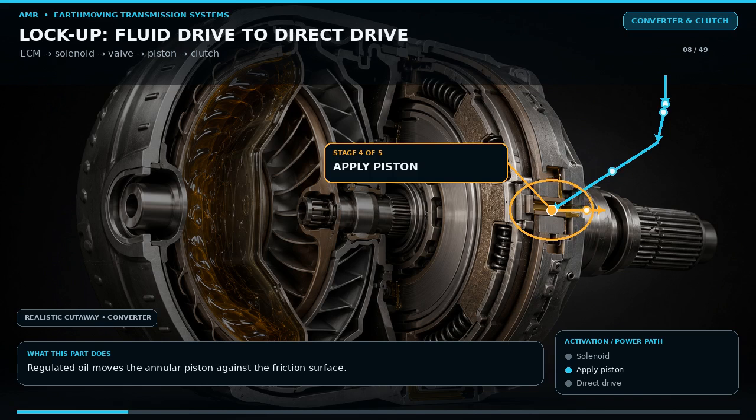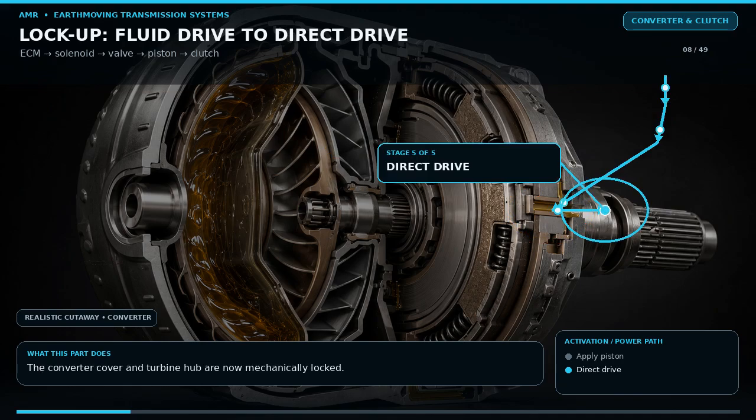During a shift, heavy lug, braking event, or low speed, the controller releases or modulates the clutch so the converter can cushion torque again. If lockup never applies, the machine may feel weak or hot at travel speed. If it stays applied at the wrong time, engagement can be harsh or the engine can lug.